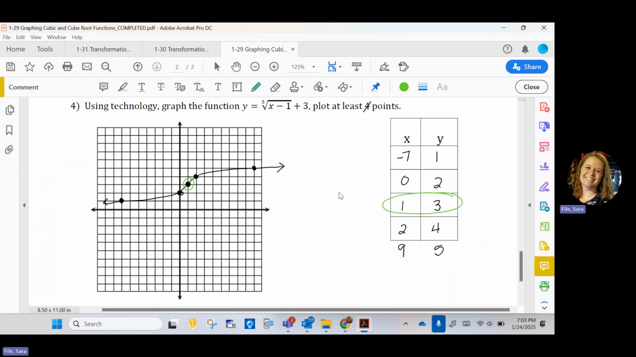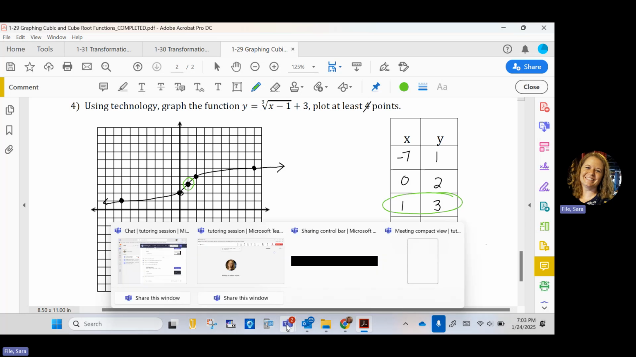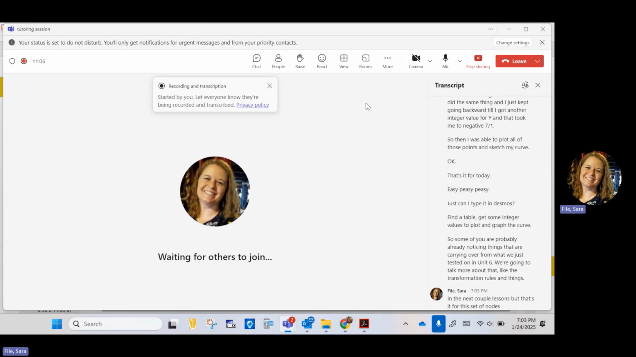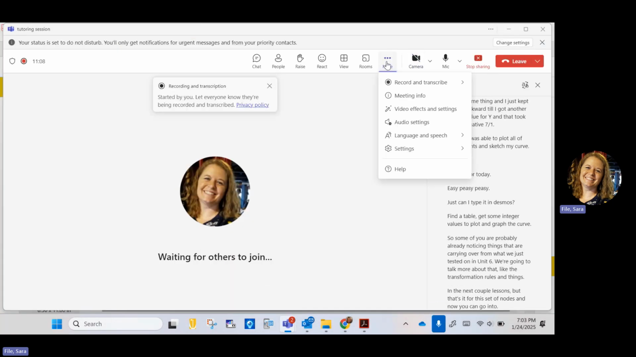Okay, that's it for today. Easy peasy. Just type it in Desmos, find a table, get some integer values to plot, and graph the curve. So some of you are probably already noticing things that are carrying over from what we just tested on in Unit 6. And we're going to talk more about that, like the transformation rules and things, in the next couple lessons. But that's it for this set of notes. And now you can go and do the Delta Math practice.